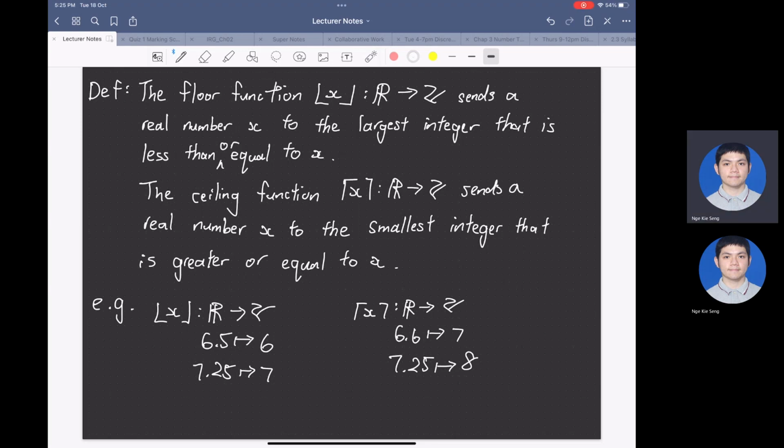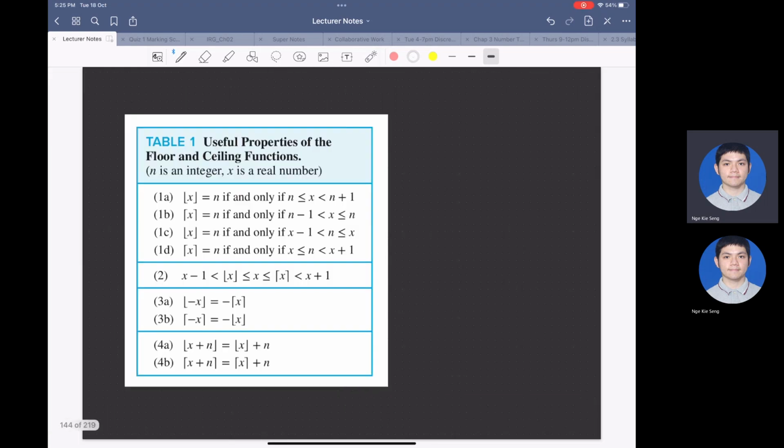Okay. So these floor and ceiling functions also satisfy some nice properties, such as this. You can bring the minus sign up, and if you add some scalar, you can just bring the scalar up. You can show it, but it's not important. But maybe it's good for your coding later.